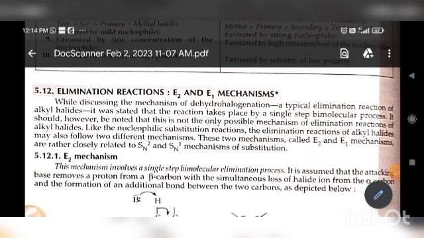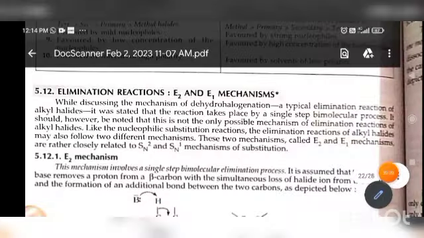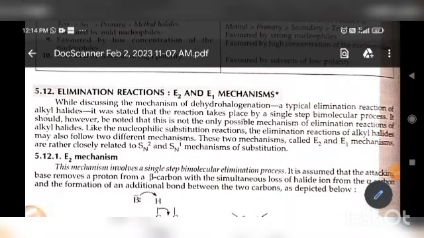While discussing the mechanism of dehydrohalogenation, a typical elimination reaction of alkyl halides, it was stated that the reaction takes place by a single-step bimolecular process. It should be noted, however, that this is not the only possible mechanism of elimination reactions of alkyl halides. Like nucleophilic substitution reactions, the elimination reactions of alkyl halides may also proceed by two different mechanisms. These two mechanisms are called E2 and E1 mechanisms.